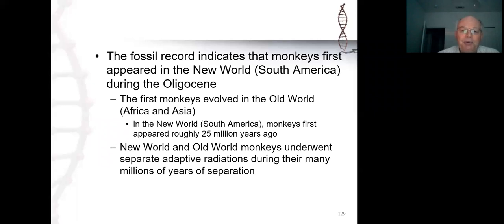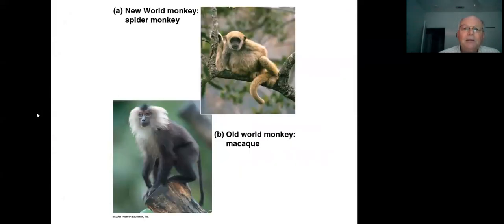But once they separated from each other, both groups of monkeys went through different evolutionary pathways, and there are distinct features that separate the two today. So here you can see some examples of a New World monkey in the form of a spider monkey and an Old World monkey in the form of the macaque. So New World monkeys are strictly arboreal.